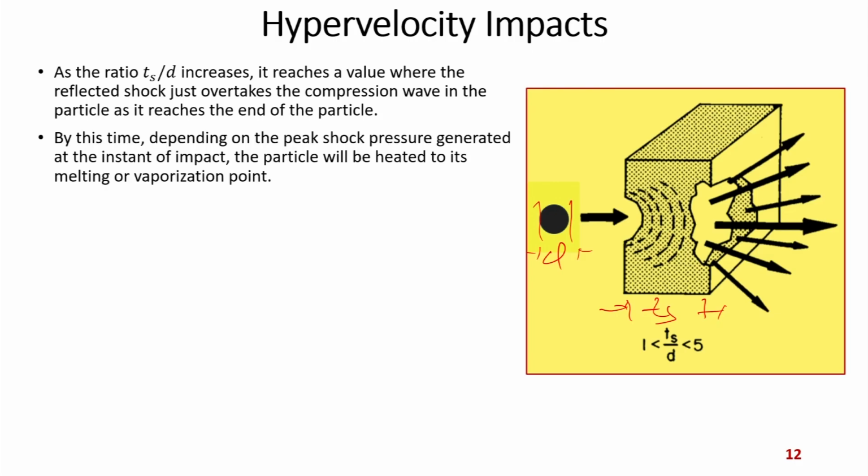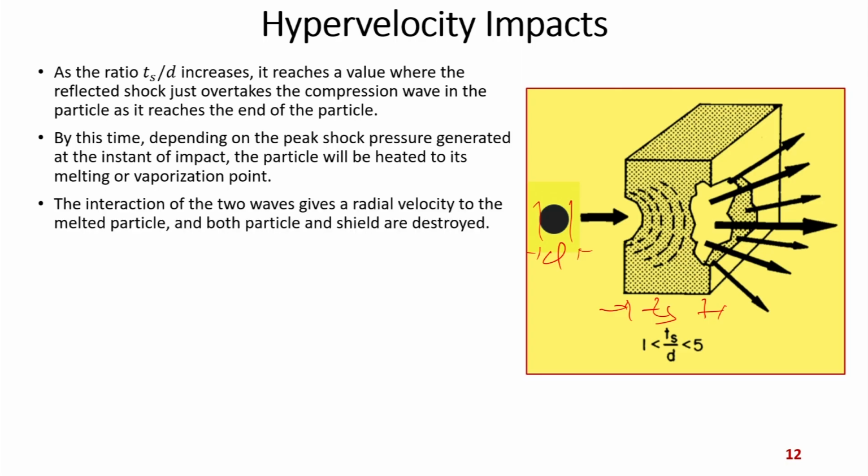By this time, depending on the peak shock pressure generated at the instant of impact, the particle will be heated to its melting or vaporization point. Because now this thickness is more, whatever shock wave is provided by the impacting particle to the target, so much heat is generated that there is the possibility that this impacting particle, that is the projectile, as well as the material, can both be melted or vaporized. So, what will happen because of that?